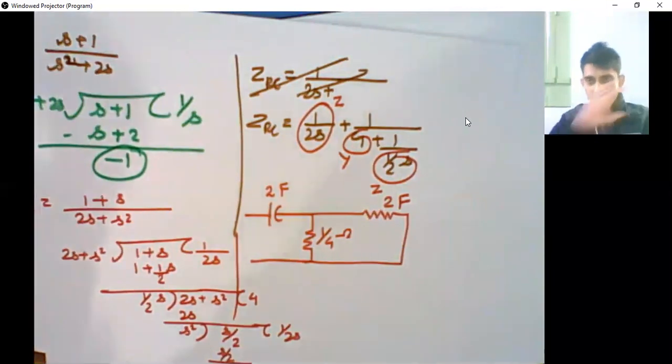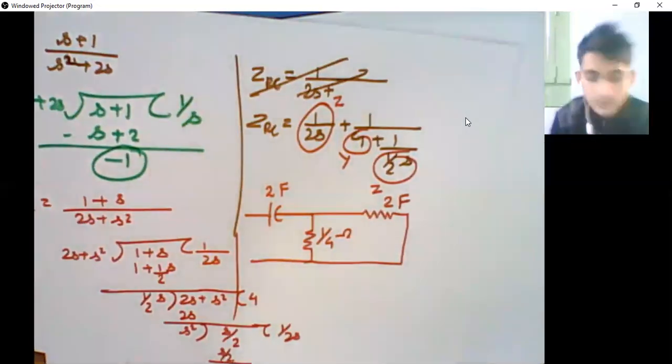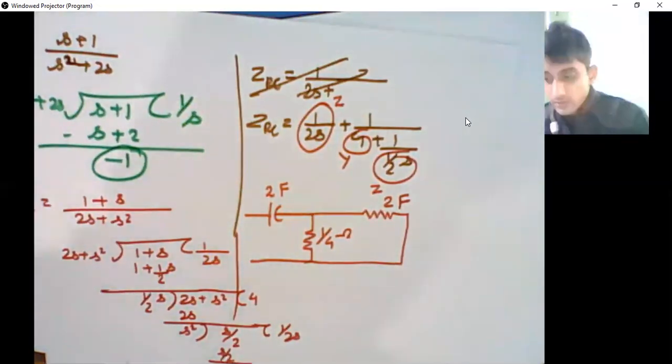So for a given function, it may be possible that you might not get Cauer or Foster form if you get negative coefficients. Does that make it clear? Yes, sir. Okay, thank you so much.